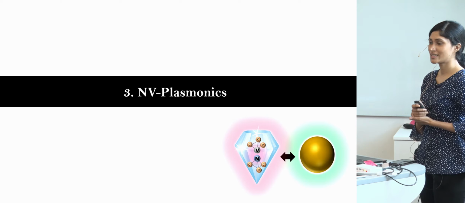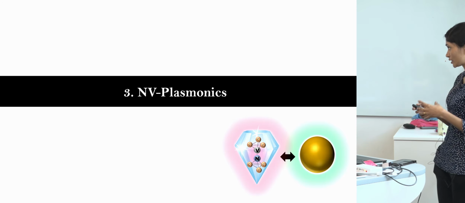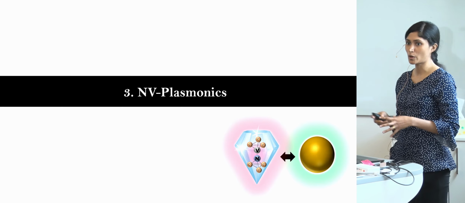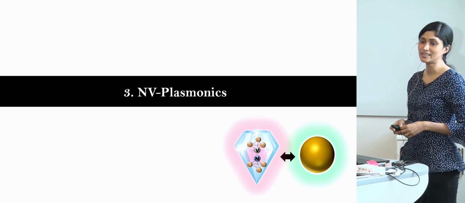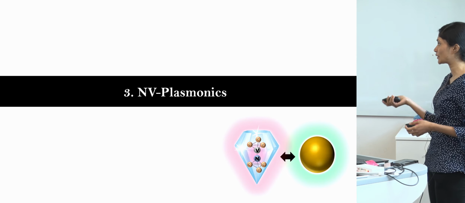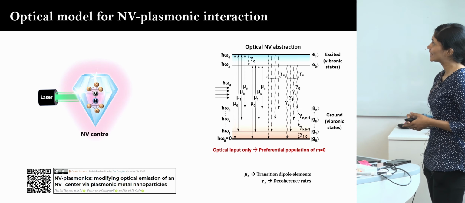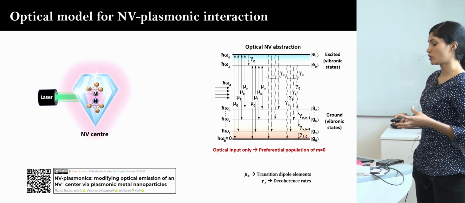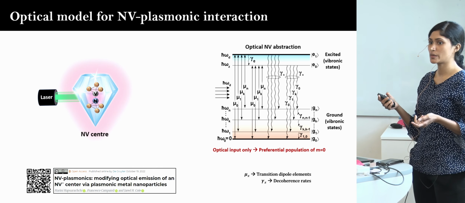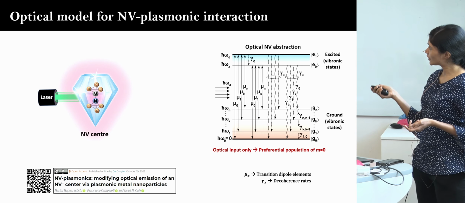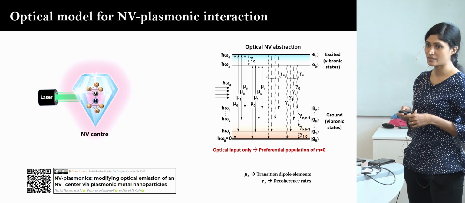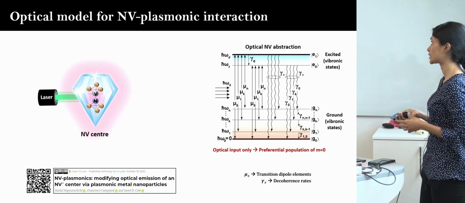So now that we've learned about both the NV center and the plasmonic particles, we're going to talk about putting these two types of particles together, hoping to get the best of both worlds. So a couple of years back, we derived a quantum optical model for how an NV center interacts with a plasmonic particle. And what you see on the right hand side is the optical abstraction of the NV center that we used for this work.